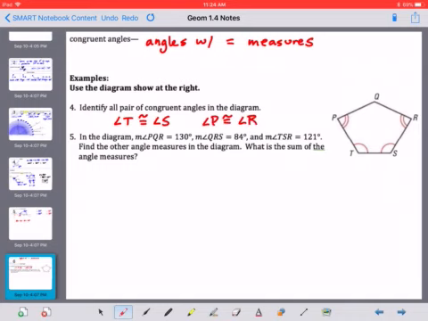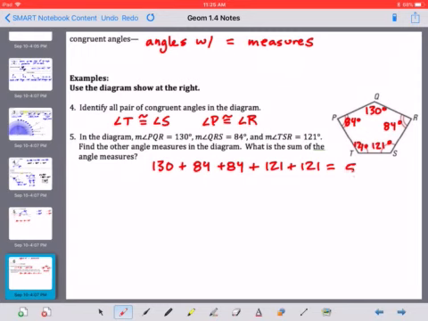All right, and now they give us some angle measures. So they tell us angle PQR is 130 degrees, QRS is 84 degrees, and TSR is 121 degrees. So that also tells us these two angles on the left as well, since they're congruent. And to find the sum of the angle measures, we can simply add those 5 angles together. If you add up all 5 angles, that tells us that this pentagon's angle measures add up to 540 degrees.